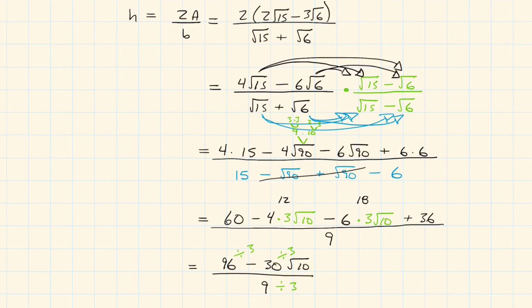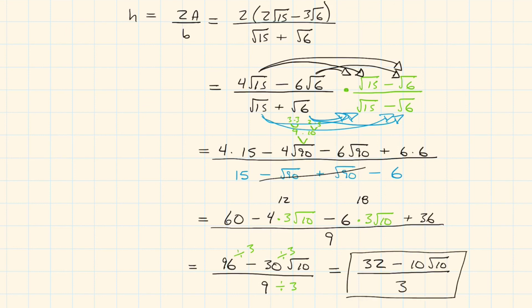Now, does anything go into 96, 30, and 9? Well, I know they all divide by 3, and I end up with 32 minus 10 root 10 all over 3. Make sure, if there's a common factor that goes into everything, and it needs to go into everything, that you divide it out, okay? And we're done.